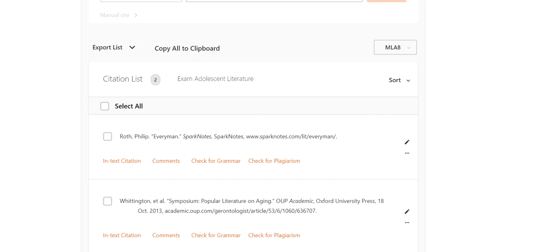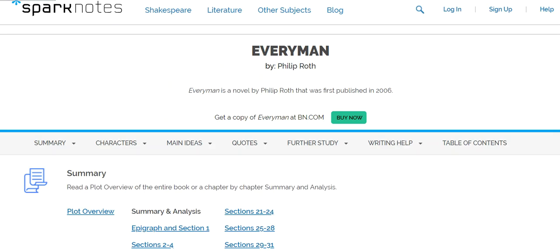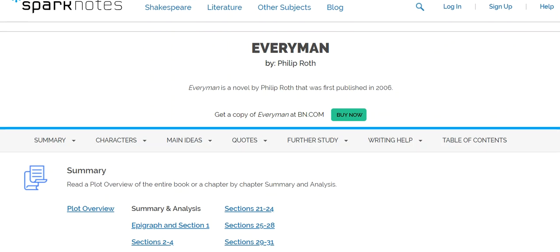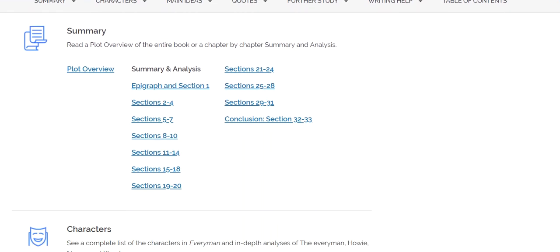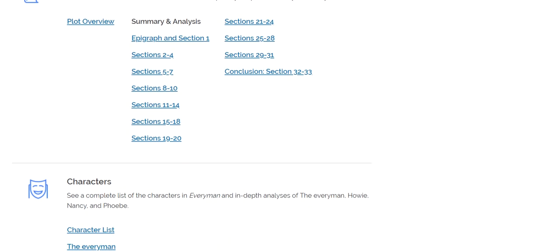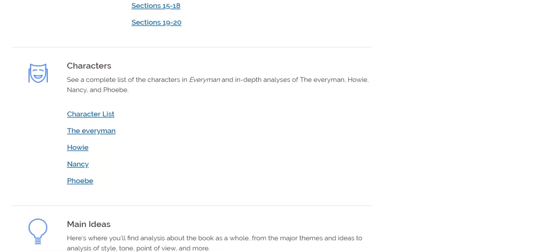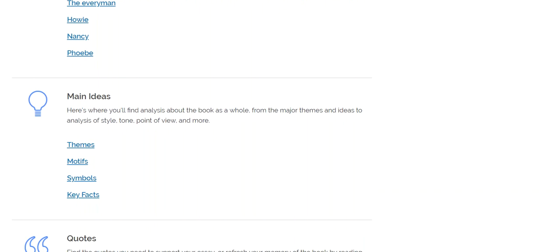And now I'm going to look at SparkNotes and find out what theme is involved with Everyman because it interested me. So I clicked on that SparkNotes page. That takes me to Everyman. And I look over this, and I can do a plot overview and take a look at that, see what's there. And look what I can find.